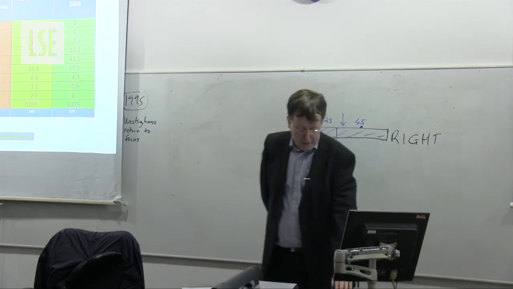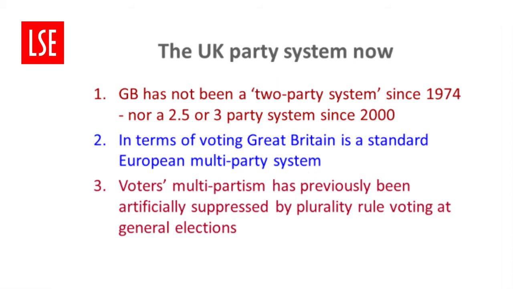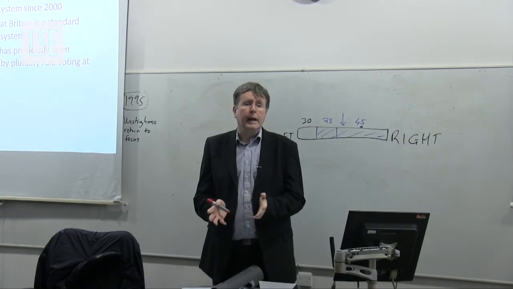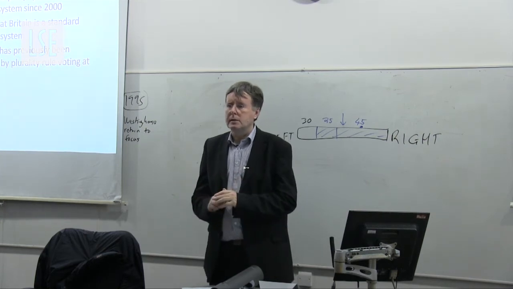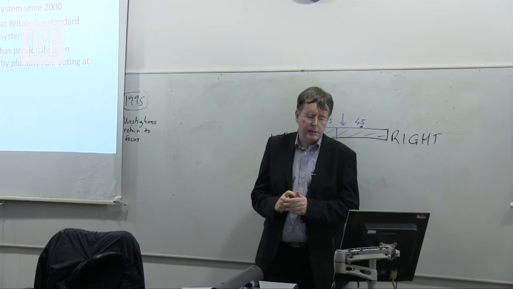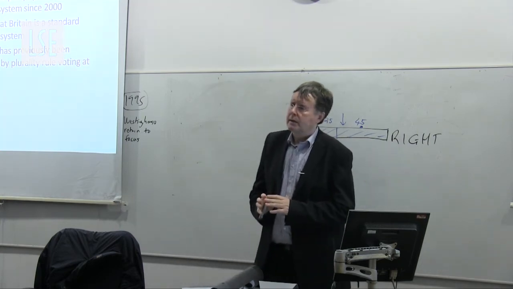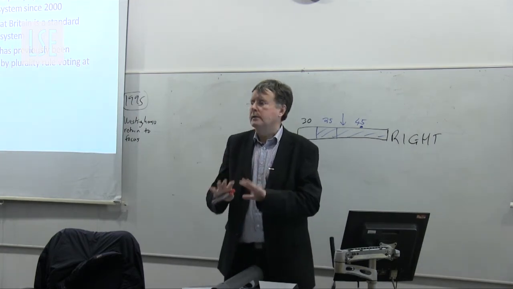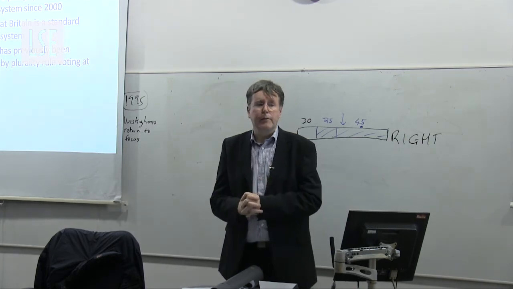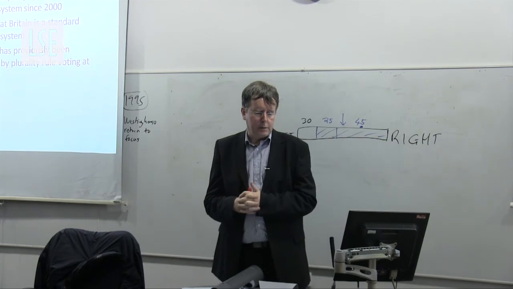let's move on then and look at these 3 points that I'd just like to suggest to you. Britain hasn't been a two-party system since 1974. So if somebody says that to you, they're like 40 years out of date. In terms of voting, Britain now is a pretty standard European liberal democracy. It has pretty much the same range of parties as every other European multi-party system. And the big thing that we need to think about is that voters have been multi-party for a long time, but the system has suppressed systematically for many years the expression of these preferences.